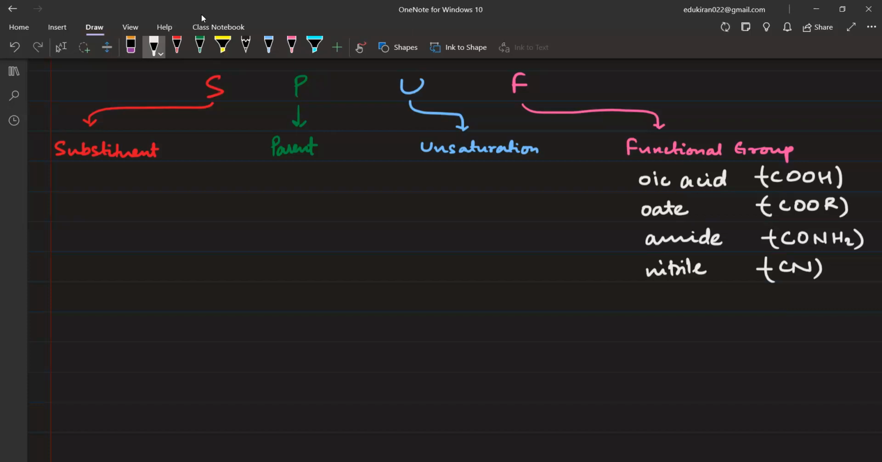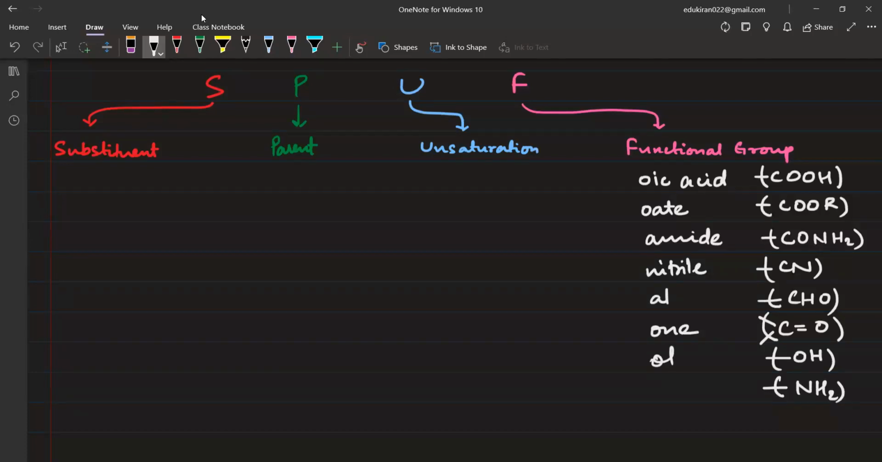Yes, correct. This is the priority order. If we have functional group COOH, then ester, then amide, then nitrile. And then if you have CHO, then you are going to write for functional group al. And if you have C double bond O, which is attached to two different groups, then you are going to write one, that means this is ketone group. Then comes my alcohol, which is OH. For this, we write ol. And then comes my amine, NH2. And for NH2, we write amine only.